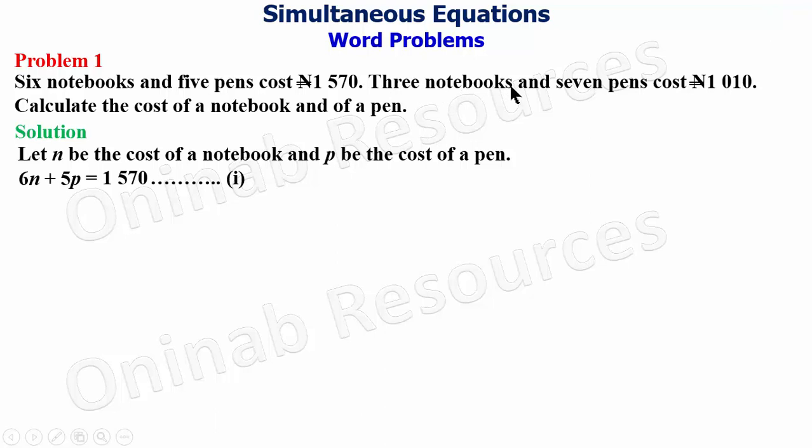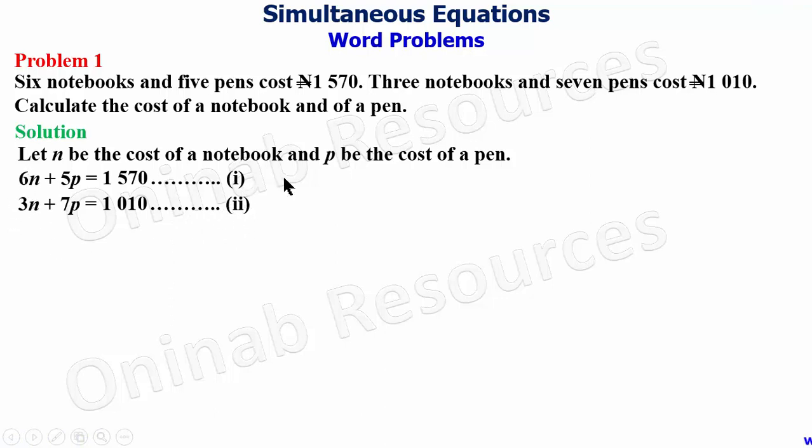So we have 3 notebooks. So that's going to give us 3N plus 7 pens. That's going to be 7P, is equal to 1,010 naira. And name that equation 2.